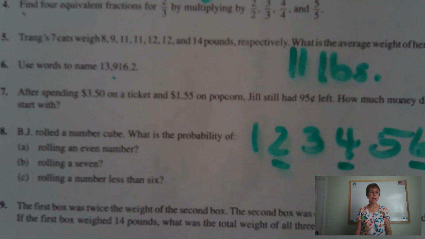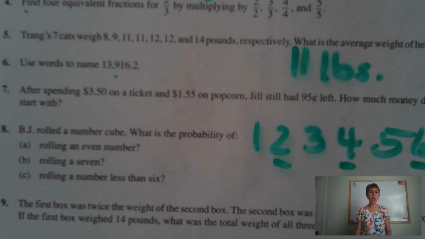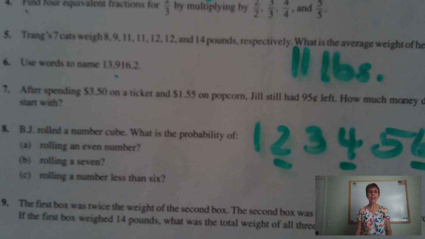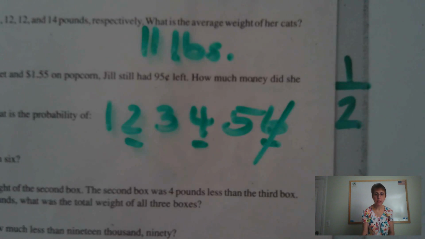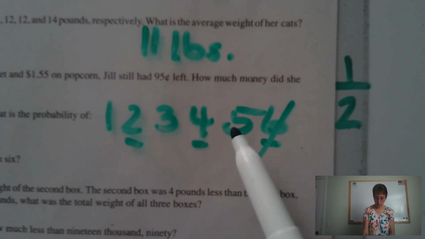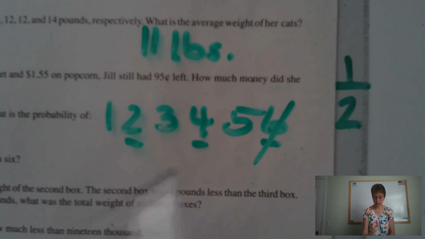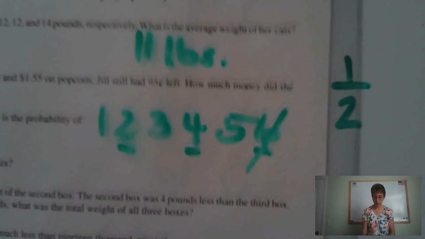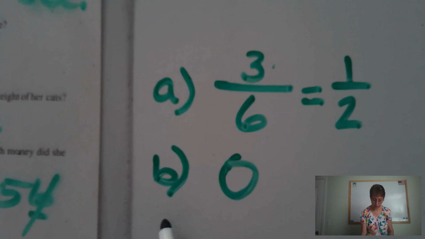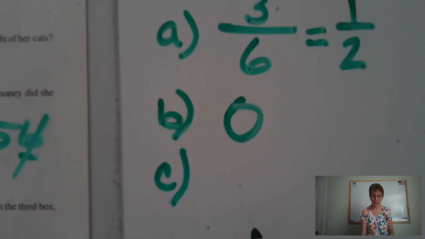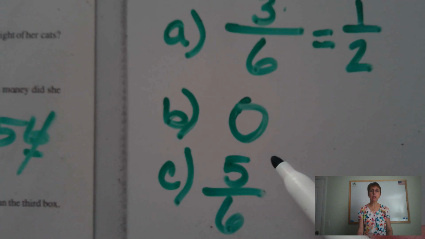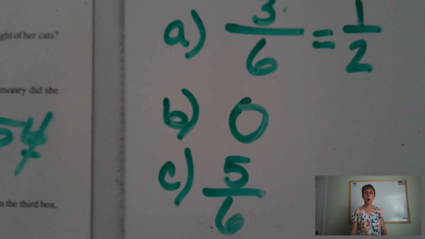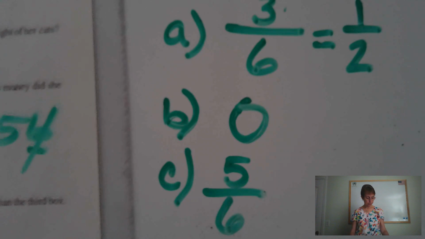And then C asks, what is the probability of rolling a number less than 6? Well, that means it's not going to be 6 because that's not less than 6, but all of your other numbers are less than 6, and you have 5 other numbers. So the probability of rolling a number less than 6 would be 5/6, because 5 out of the 6 numbers are less than 6. Okay.